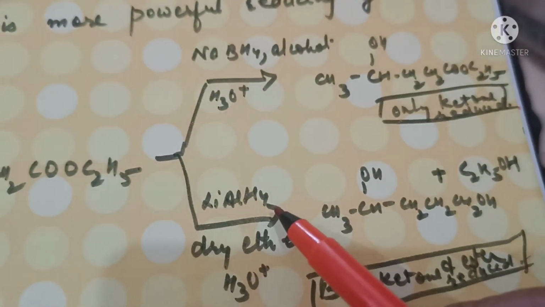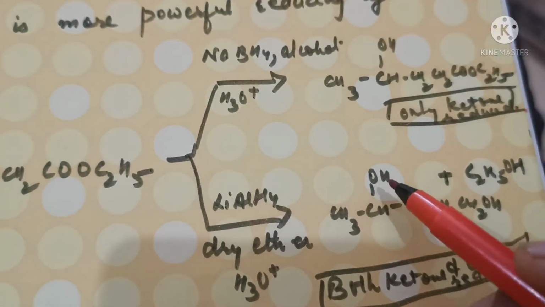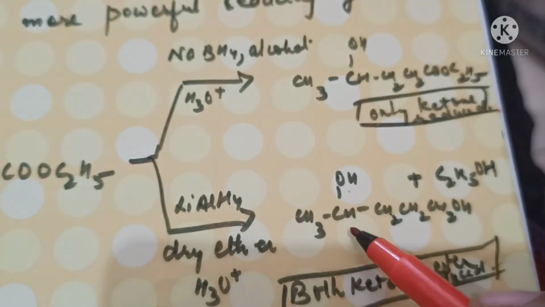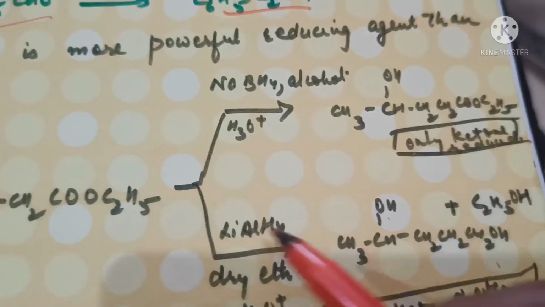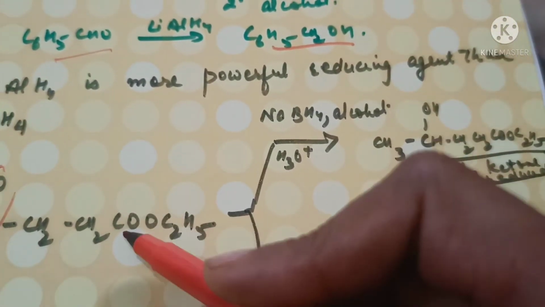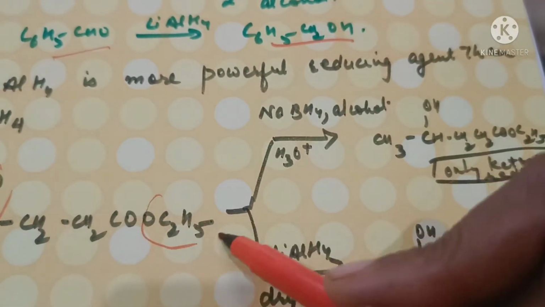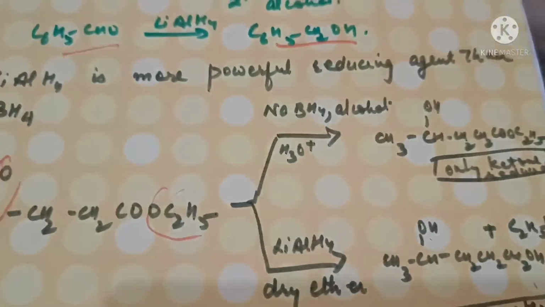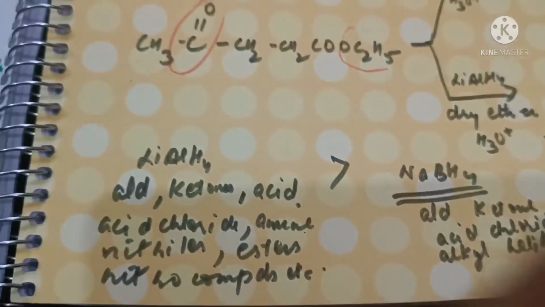But lithium aluminum hydride will reduce the carbonyl group to an OH group, and it will also reduce the ester part. This is converted to alcohol, and this portion is also converted to alcohol. So lithium aluminum hydride is a stronger reducing agent than sodium borohydride.